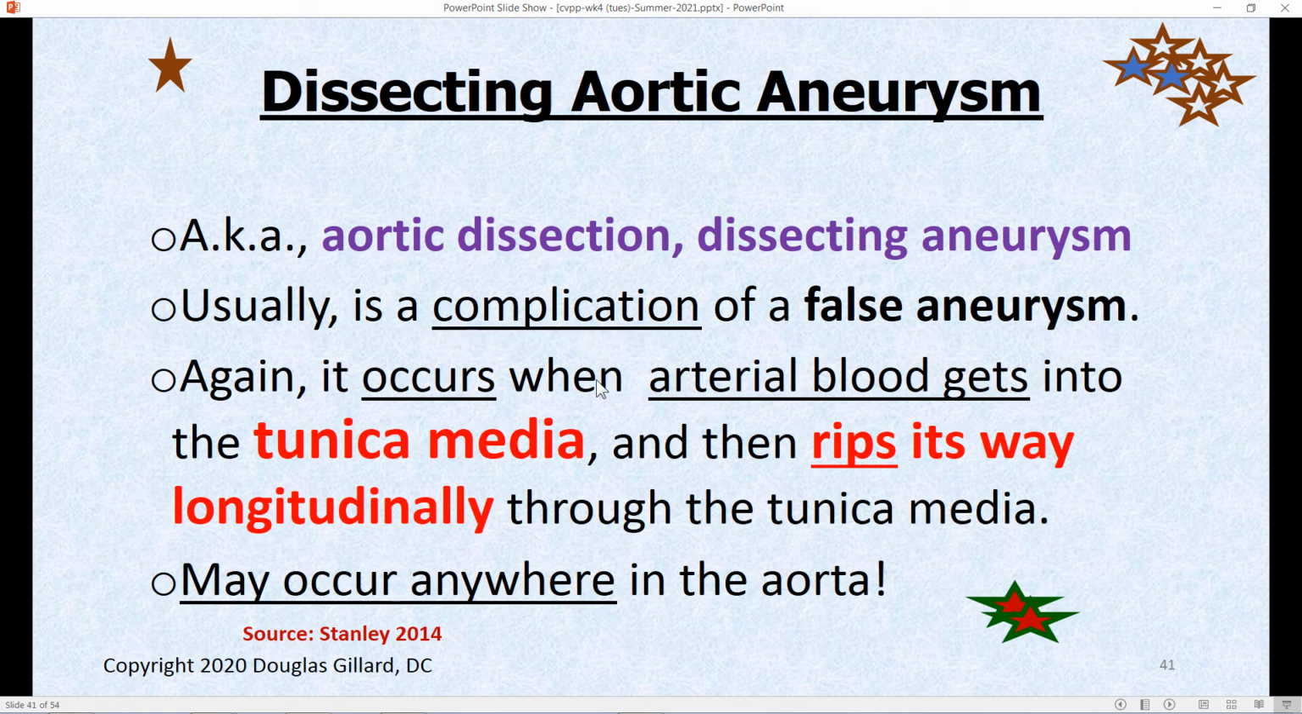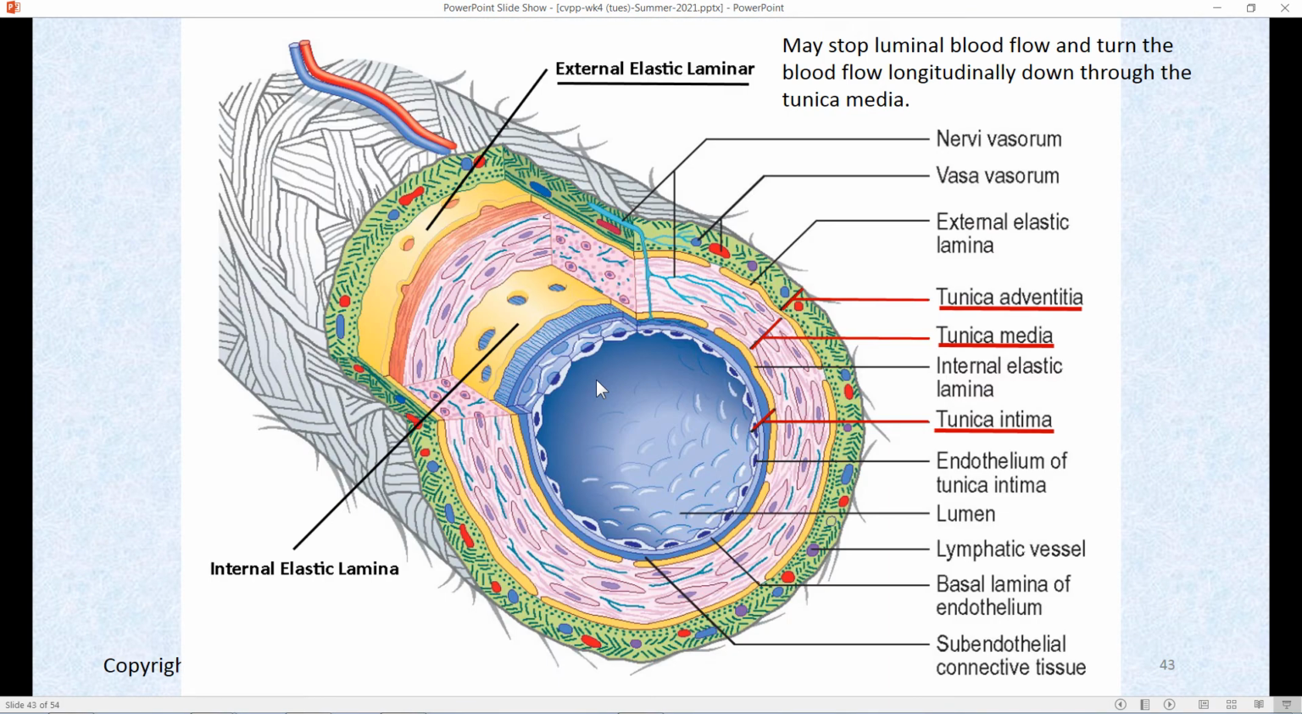Remember, false aneurysm, you get a rip in the tunica intima, and the blood can push through. And it occurs when the blood pushes through the tunica intima, gets into the tunica media, but then hits that external elastic laminae. Remember that thing? Did I put a picture in here? Yes, I did. So the blood will rip right through the tunica. Here's the first layer, tunica intima. Blood rips through there. It rips through the internal elastic laminae. It rips through the smooth muscle, but it hits the external elastic laminae, which is pretty tough, and it discourages blood from ripping all the way out.